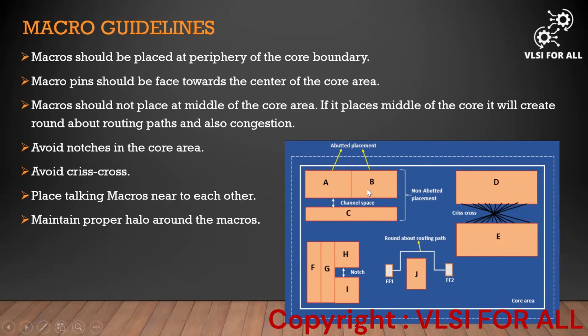We have to give the color for those macros. After that, we will place the macros across the boundary. The macros which are communicating to the ports, we'll place near to the ports. And the next thing is macro to standard cell communication. Likewise, we will arrange the macros. And the next step is macro to macro communication. So by checking all these three things, we'll arrange the macros across the boundary.